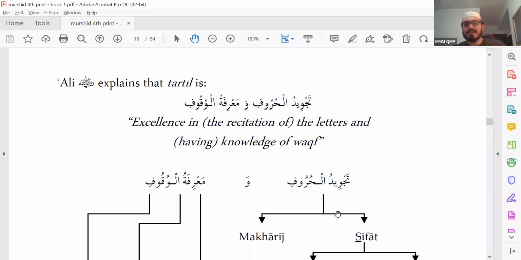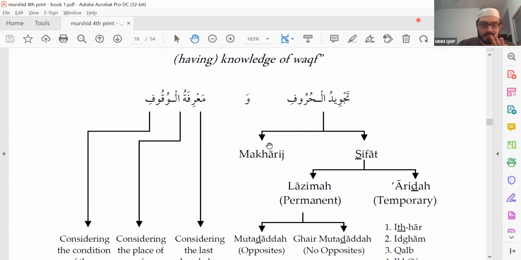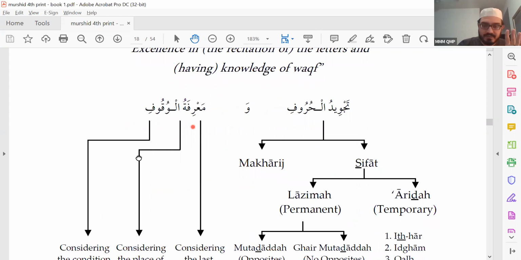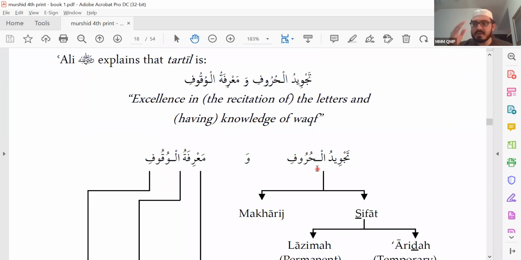So look at this definition here, because why are we reciting, right? Allah subhanahu wa ta'ala is commanding us, وَرَتِّلِ الْقُرْآنَ تَرْتِيلًا. So what is tartil? So this is a definition. Tajweed al-huruf, knowing the makharij, knowing the sifat. So right now, after this, we're going to study the makharij, and then we're going to do sifat. And then it's ma'rifat al-wuquf, having knowledge of the waqf, where to stop, how to stop. This is very important, because sometimes you can change the meaning if you stop in a wrong way, right? So that's very brief, very beautiful definition. Know the makharij, know the sifat, and know the knowledge of waqf, or the rulings of waqf, right?